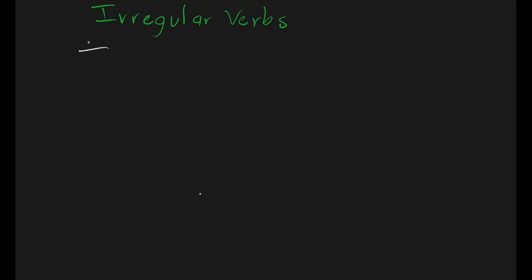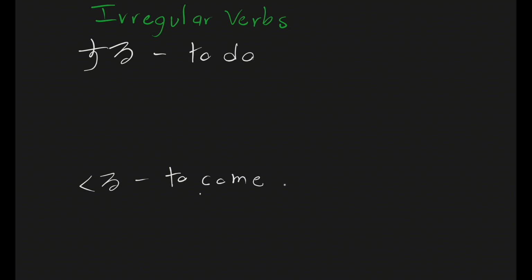So let me write those out. So we have suru, which is to do, and we have kuru, which is to come. So with these irregular verbs, there are no really steps to them. There's no 1, 2, 3 step to doing it. It's more of a memorization. You're memorizing it. But it's only 2, so it's not really that bad, and it's not really an extravagant memorization thing that you have to do.